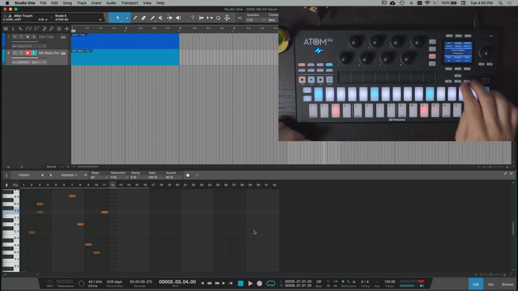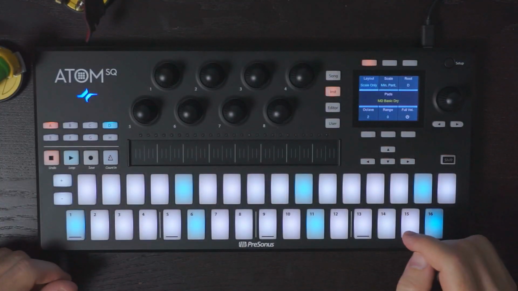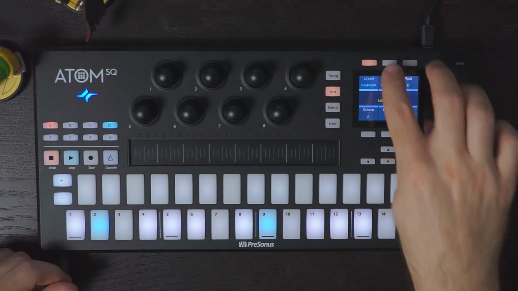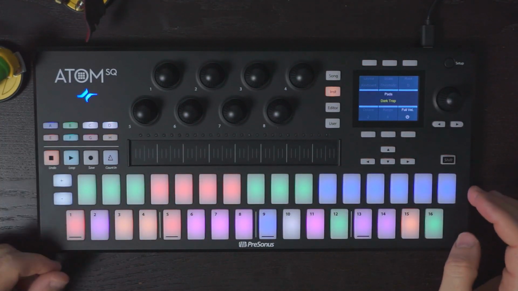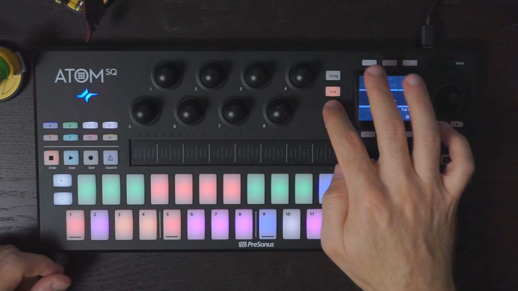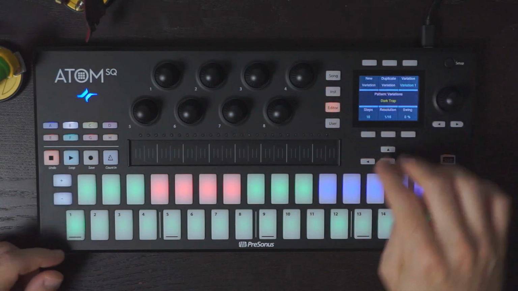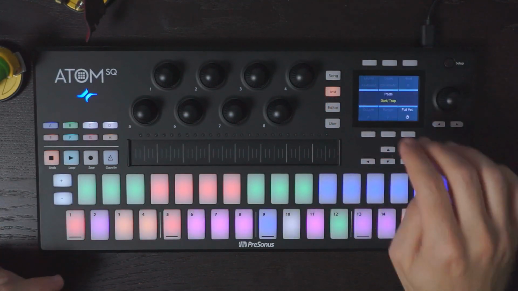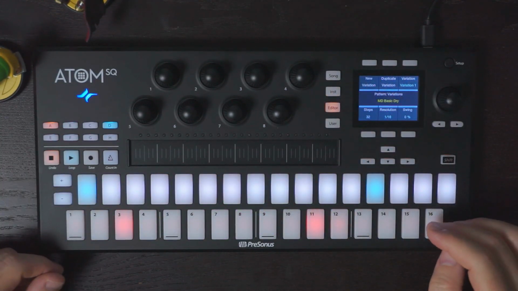So a couple different ways that you can work. But that's basically just a general overview of these three different modes of Atom SQ, right? Of course we have the drum mode, which is two different banks simultaneously, and then we also have the pattern mode basically for that particular event or that drum pattern. And then, of course, we have our piano mode, and then we have the melodic editor here when we're working with the pattern as well.